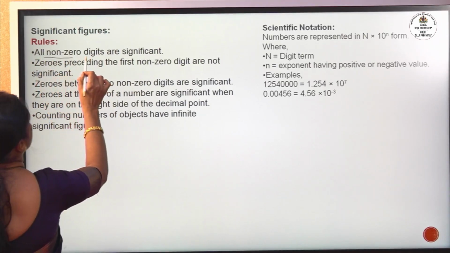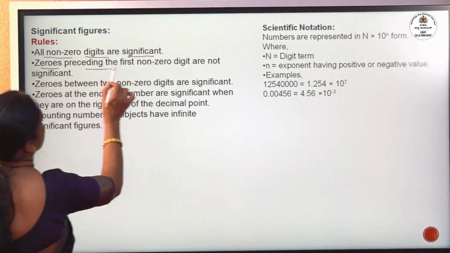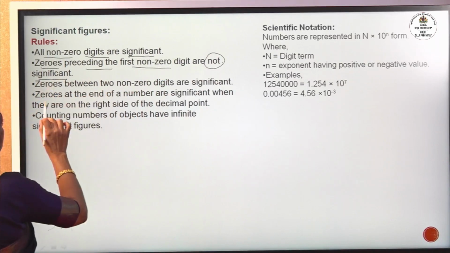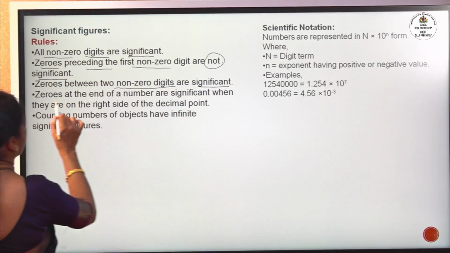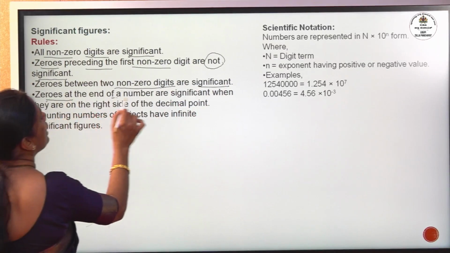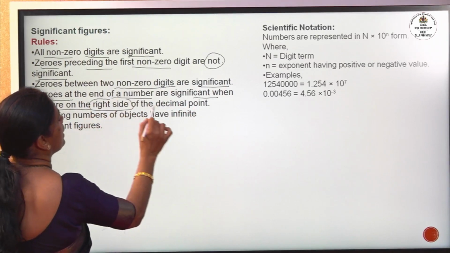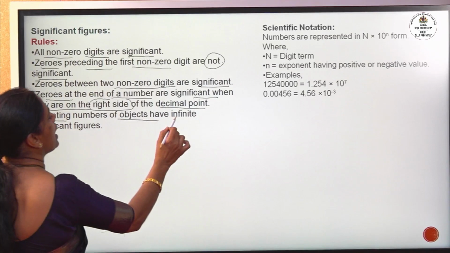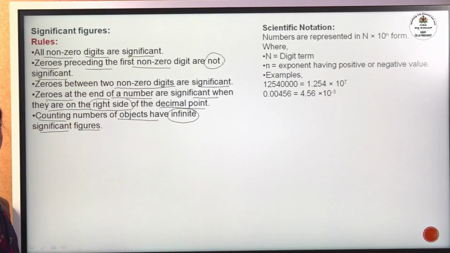All non-zero digits are significant. Zeros preceding the first non-zero digit are not significant. Zeros between two non-zero digits are significant, and zeros at the end of a number are significant when they are on the right side of the decimal point, and counting numbers of objects have infinite significant figures.